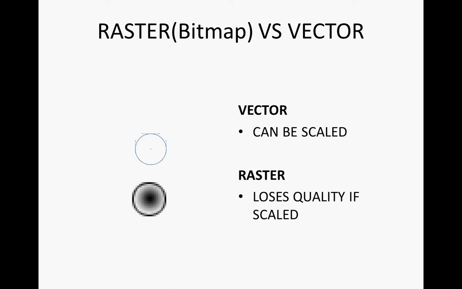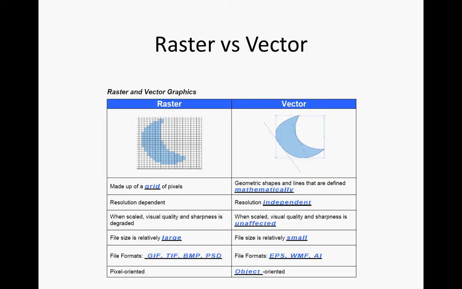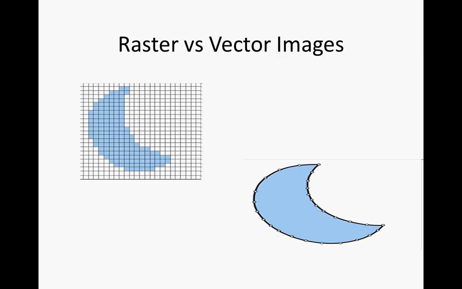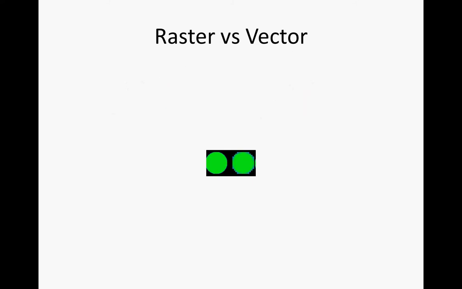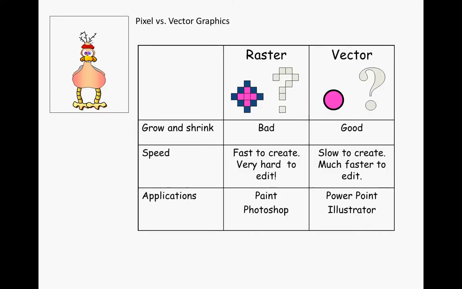Raster bitmap versus vector. Vector can be scaled. Raster loses quality if scaled. Raster versus vector. Pixel versus vector graphics.